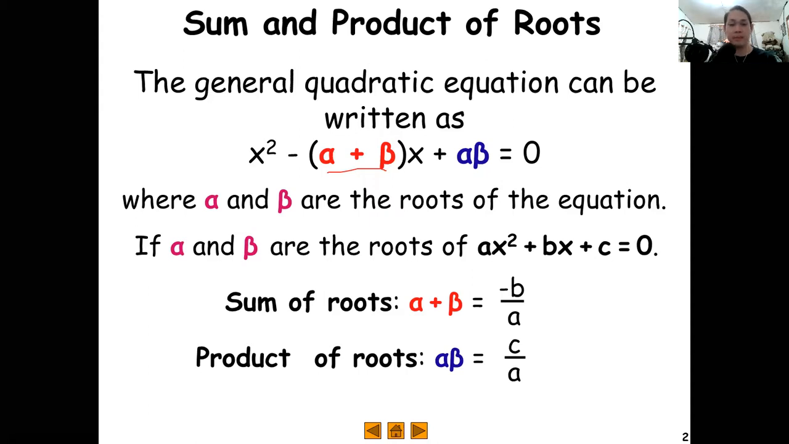So again, the sum of the roots can be solved using the formula negative b over a. And for the product of the roots, which can be solved using the formula c over a, all you have to do is just remember the formula so that it will be easier for you to solve the sum and the product of the roots for a quadratic equation. So to make our life easier.